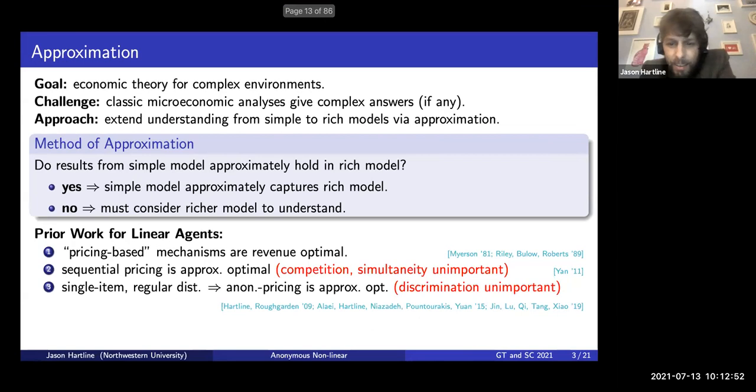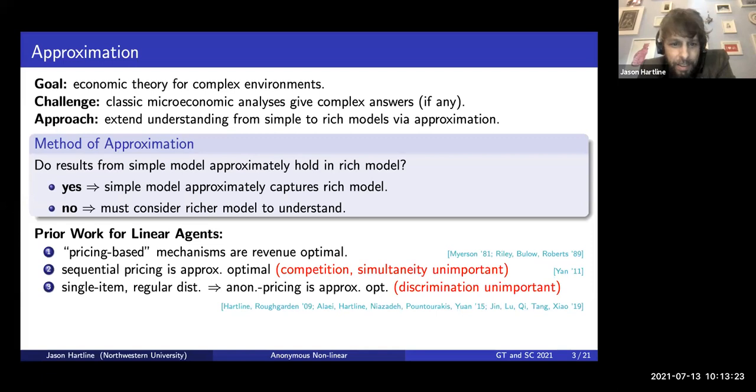What I want to point out is that for our method of approximation, these second two results tell us something interesting about the world. Take sequential pricing: we post a price, the agents show up in some order and take it or leave it. Note that competition is not driving revenue in these settings. In some sense, competition is not all that important because I can get good mechanisms without competition.